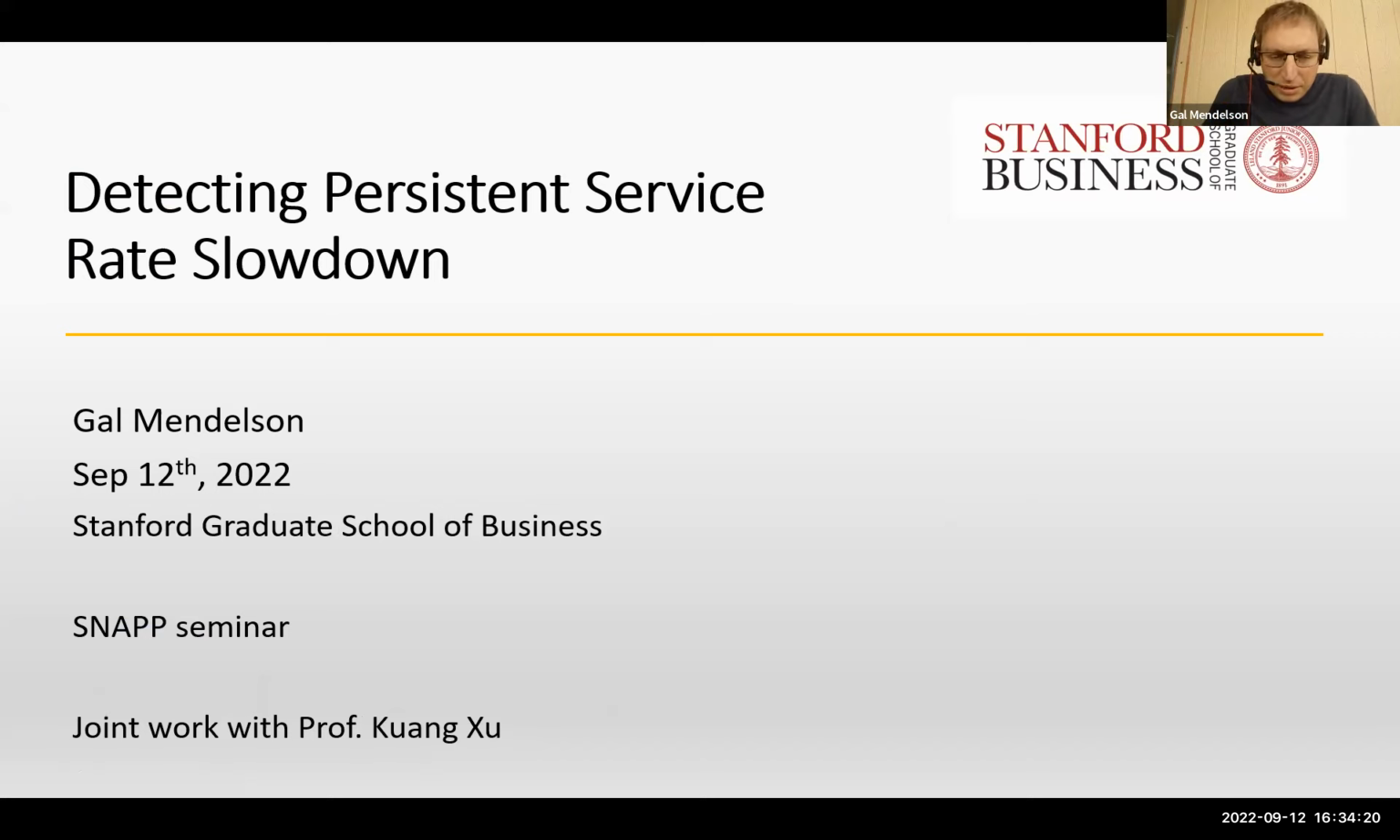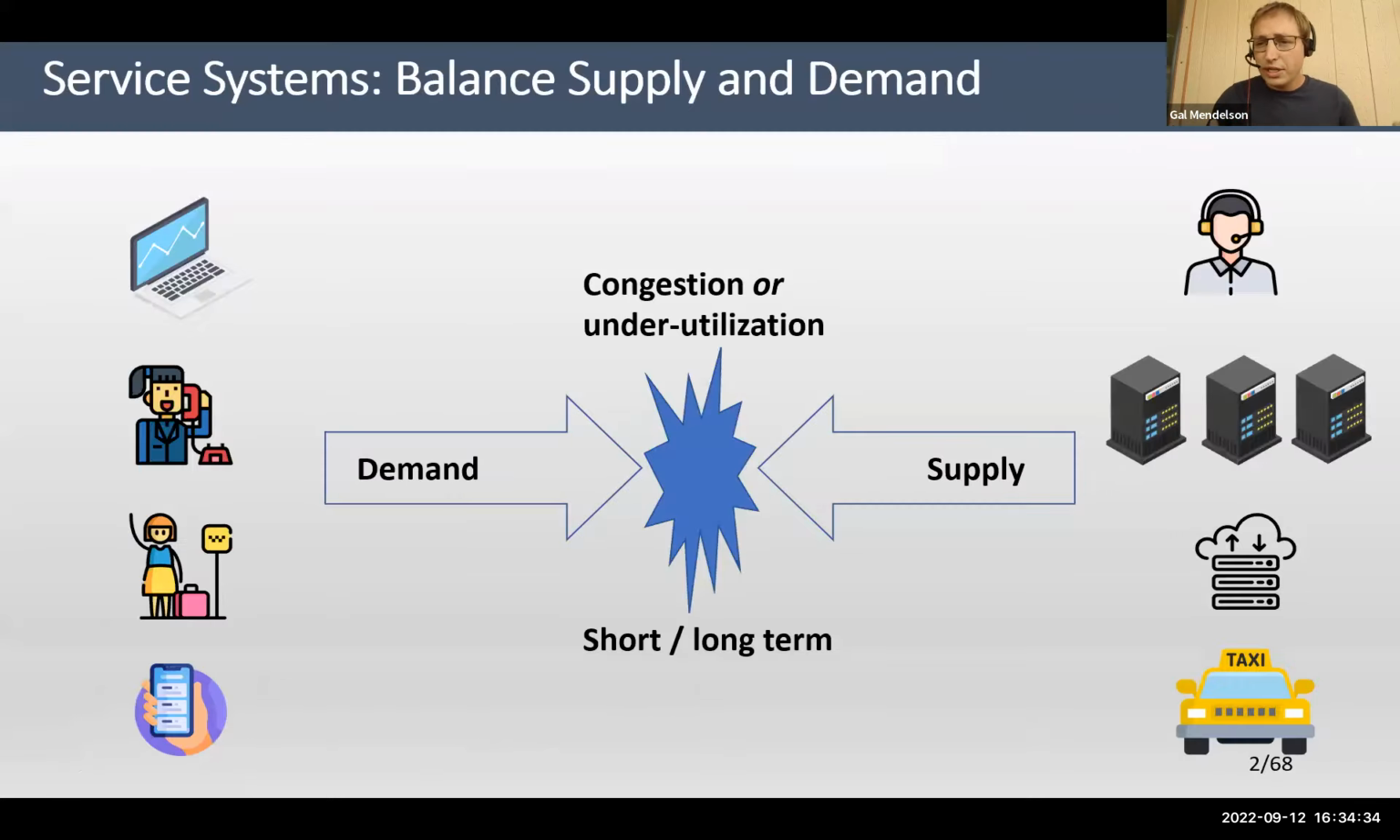So I am going to talk about the interplay between control and statistical analysis in service systems, and specifically for the task of detecting service rate slowdown. And this is joint work with Professor Kuang Xu. So just a little bit of background.